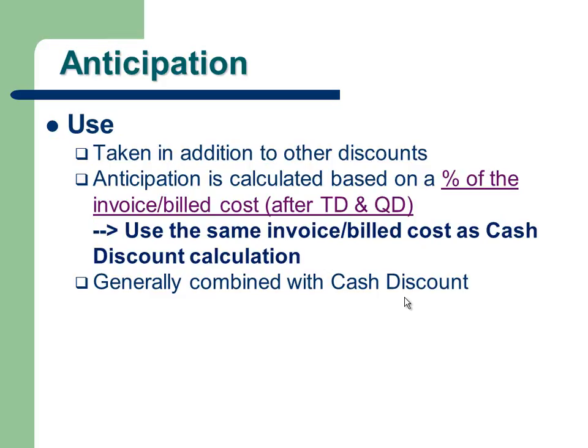So that's why I put it on this slide: anticipation is calculated based on a percent of the invoice cost or billed cost. The cost that you are calculating the anticipation percent on is the same invoice or billed cost that you use to calculate cash discount. So generally, the anticipation is combined with the cash discount in the calculation of the net cost that you have to pay.